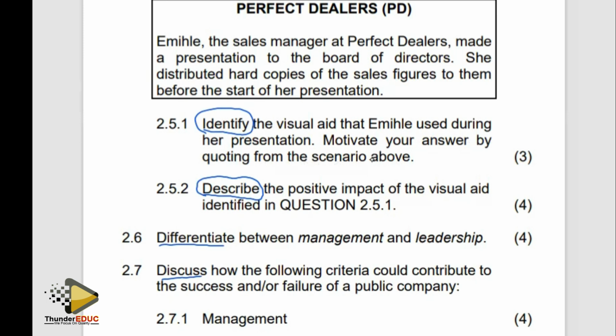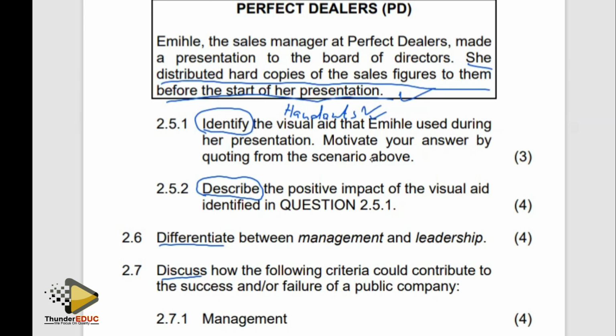So now the appropriate answer in this regard is our handouts. If you check, it goes together with the last sentence of the scenario where it says she distributed hard copies of the sales figures to them before the start of her presentation. So now this is the quoting. It means that for naming the handouts, you have already scored yourself 2 marks, and for quoting, you also score yourself 1 mark. So all in all, under 2.5.1, you are going to be able to score yourself 3 marks.